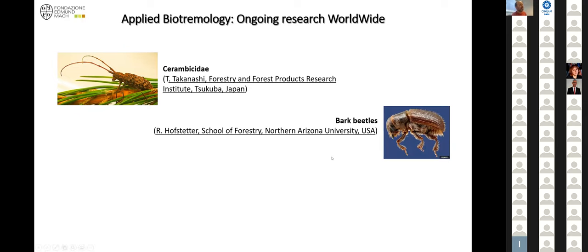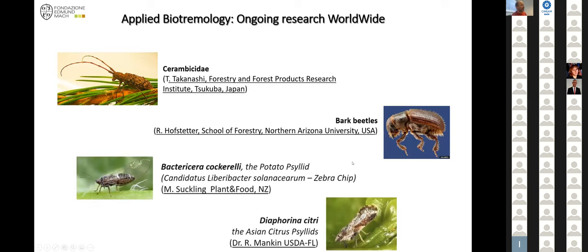These are studies currently done in Japan and in the US, and there are also studies that are targeting Scaphoideus titanus, Bactericera cockerelli, a bad vector, or Diaphorina citri, in the US or New Zealand. So we understand that worldwide this is going on. Many groups are working on this topic, because it's a new topic and it's worth being better explored.